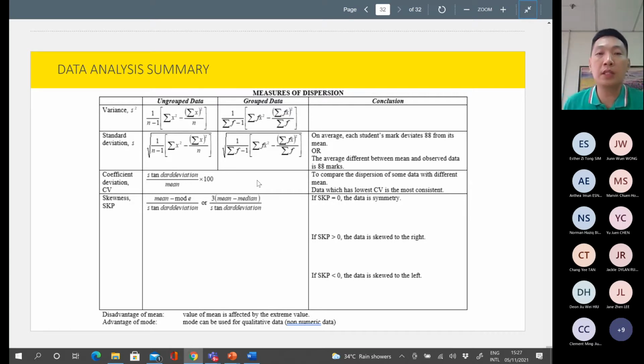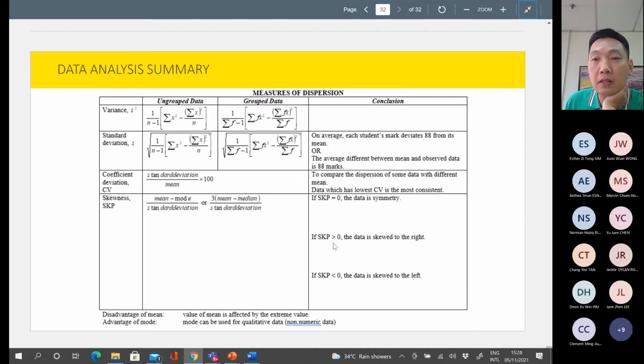Okay, lastly, skewness. Skewness is used to identify the pattern of the data distribution. You can use either this formula or this formula to calculate the skewness value. If the skewness value is 0 exactly, that means the data is symmetrically distributed. It's normal, so it's a bell shape. You may find that the data distribution is a bell shape if the skewness is 0.